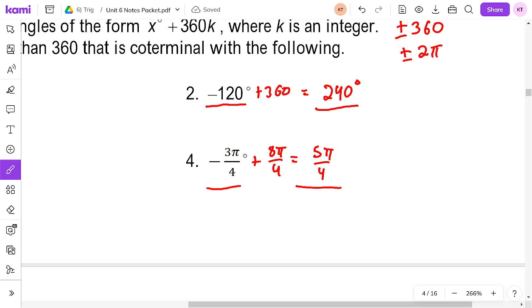Again, just because for each one of these I only added or subtracted one full rotation does not mean those are the only 2 possible coterminals. I can add another 2 pi or add another 360 if I need to. There's an infinite number of coterminals depending on how many rotations you want to make. But sometimes we'll have cases where some are more useful than others.